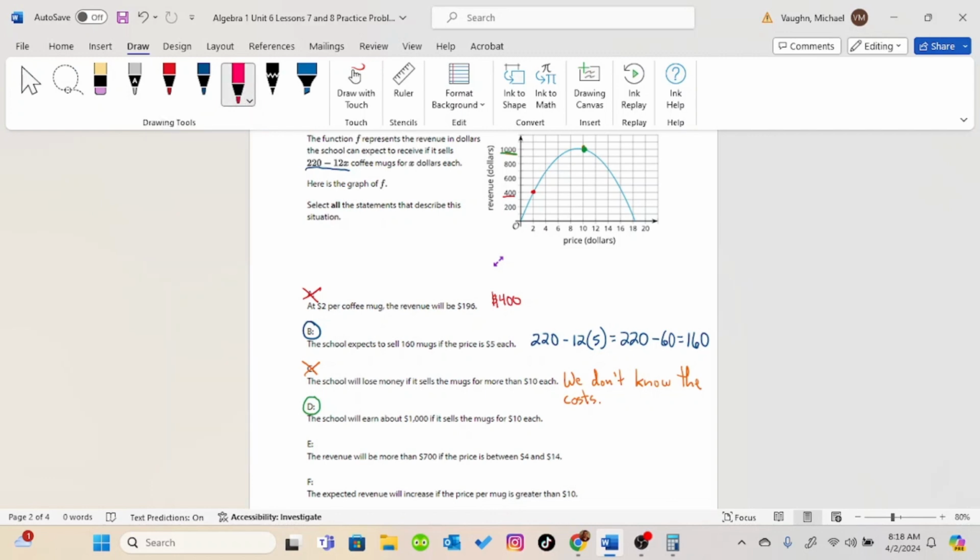Choice E. The revenue will be more than $700 if the price is between $4 and $14. Well, at $4, it is at 700, and at $14, it is also at 700. So everything in between is above $700. So E is correct.